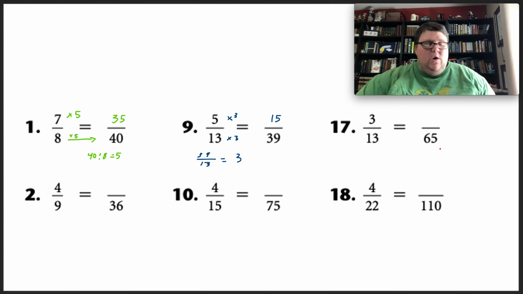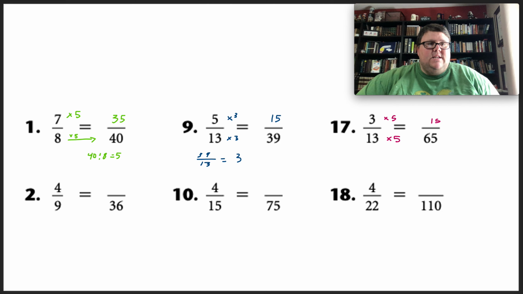Let's do the next one. 13 times what equals 65? 13 times 5, right? So I multiply 13 by 5 to get 65. 65 divided by 13 is 5. You could use your calculator. If I multiply by 5 on bottom, I have to multiply by 5 on top. 3 times 5 is 15.